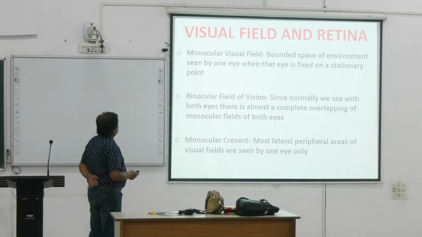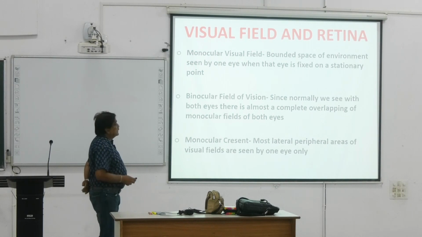Visual field and retina. Monocular visual field: the bounded space of the environment seen by one eye when that eye is fixed on a stationary point. Binocular field of vision: since normally we see with both eyes, there is almost a complete overlapping of the monocular fields of both eyes.